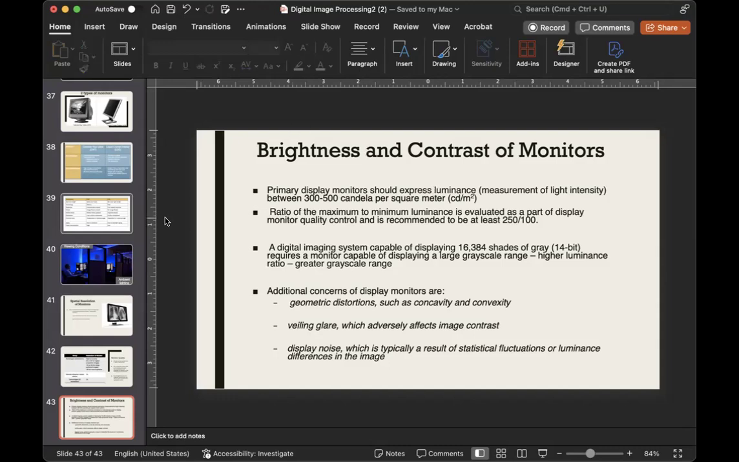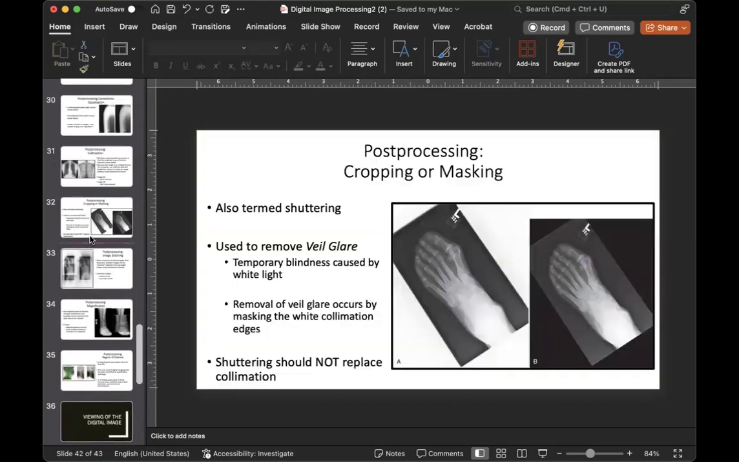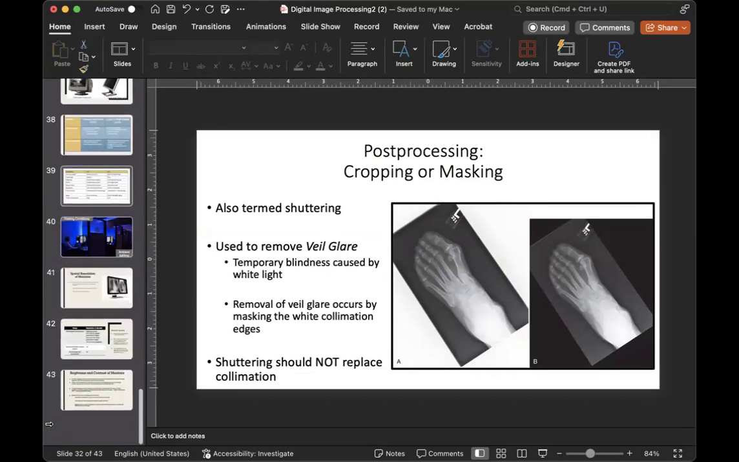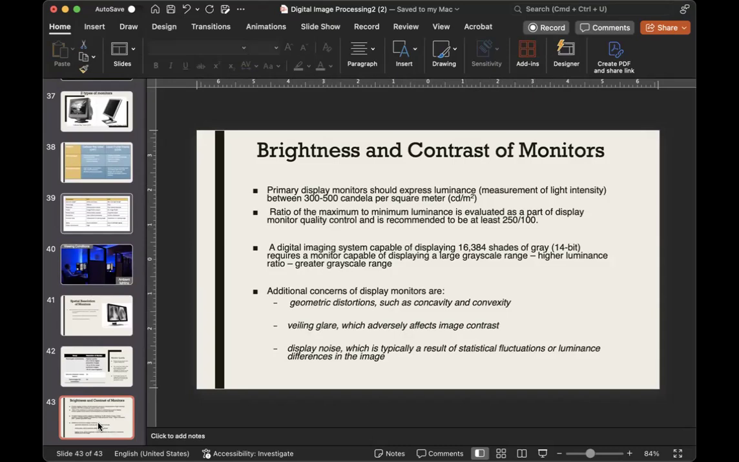Veil glare is that area we were talking about with the whitened space. This is called veil glare. That's why we have cropping or masking, to remove that veil glare area. And then display noise can occur where there are some statistical fluctuations that occur with the processes within the computer. Something honestly we don't have to be too aware of, but we should know that they occur within our systems.